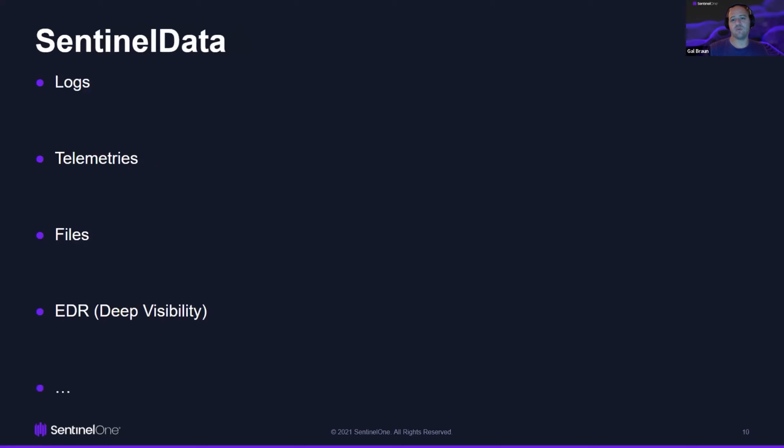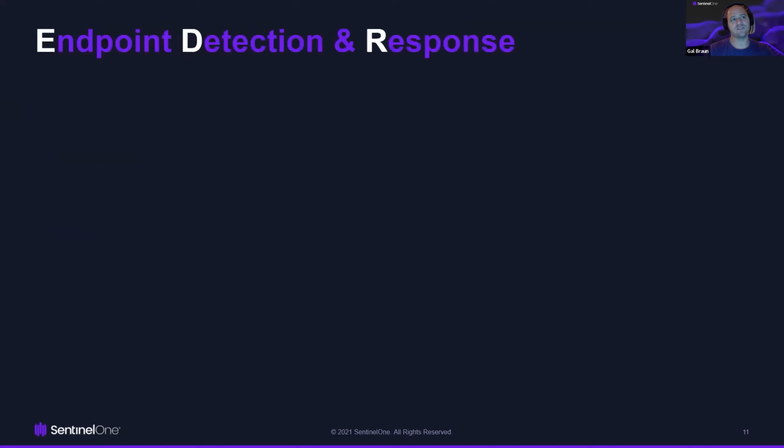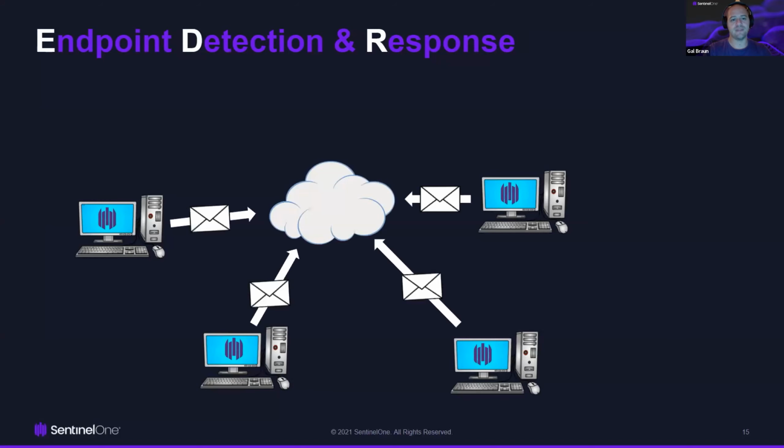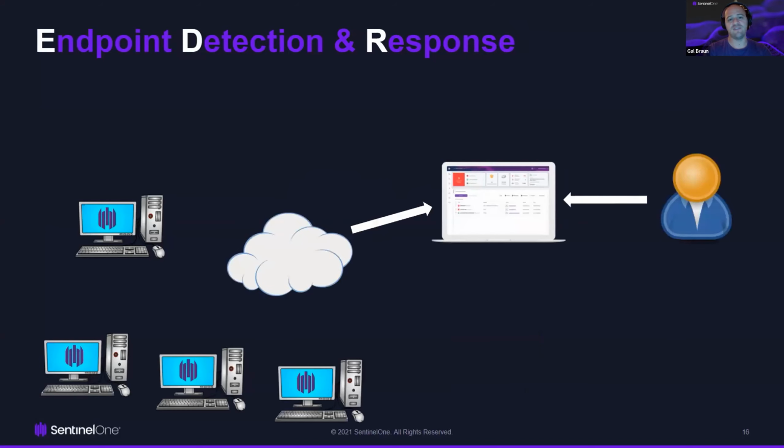So let's understand what is the nature of SentinelOne's data. We stream different kinds of data sources like logs, telemetries, and files. And one of them is called deep visibility, which is our EDR solution. EDR is an abbreviation for endpoint detection and response, which means basically, given a customer's computers, we have our agents on the machines, and that sends data to our cloud infrastructure, and eventually the data is aggregated and accessible for the customer's security experts to see it in a convenient UI to easily understand what's going on in the network.